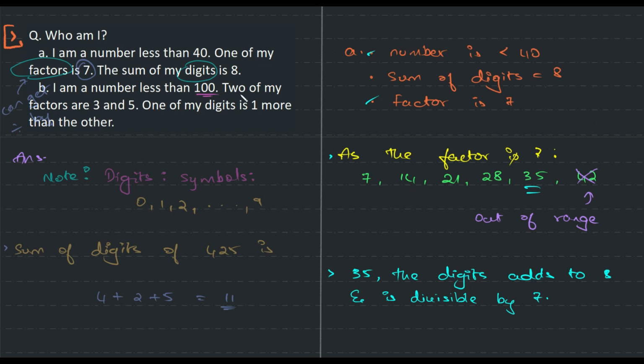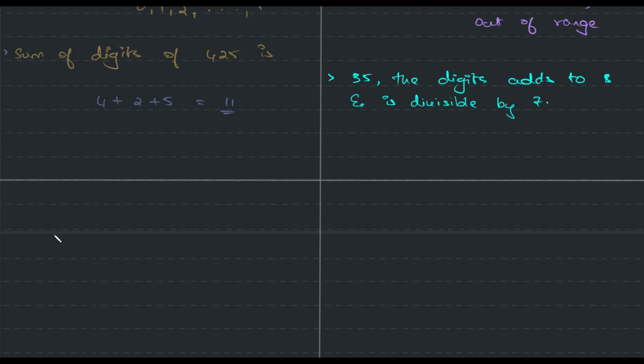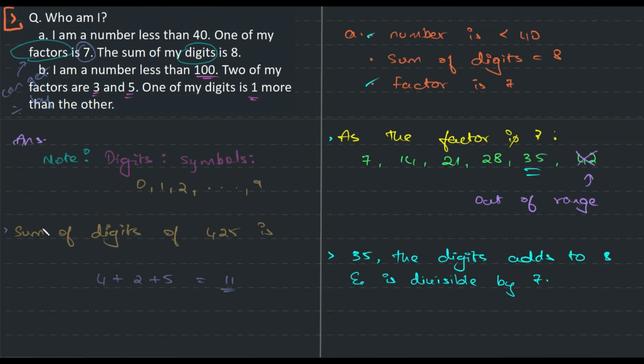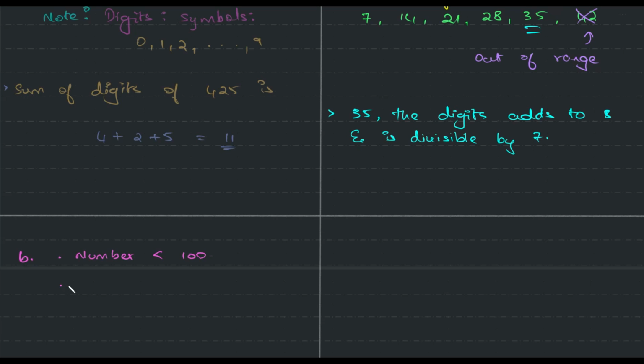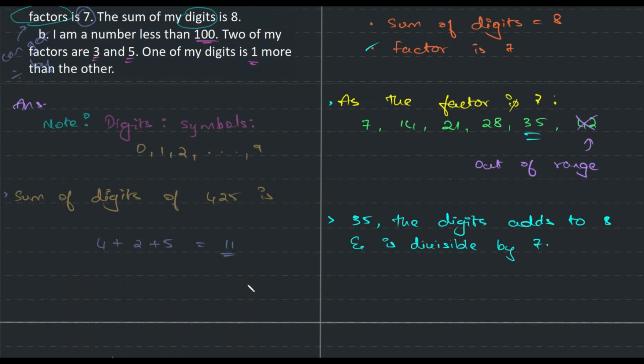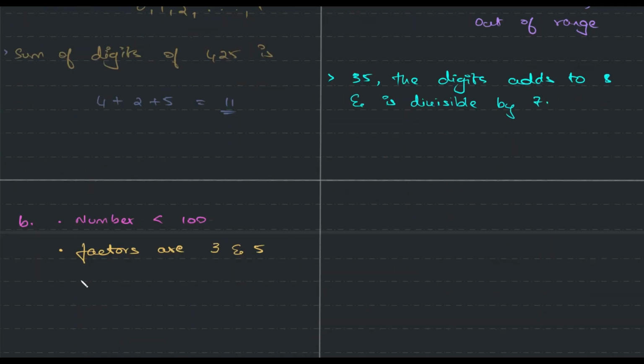I'm a number less than 100. Okay. Two of my factors are 3 and 5. One of my digits is 1 more than the other. So let me use a symbol. The number is less than 100. Two of my factors are 3 and 5. One of my digits is 1 more than the other.